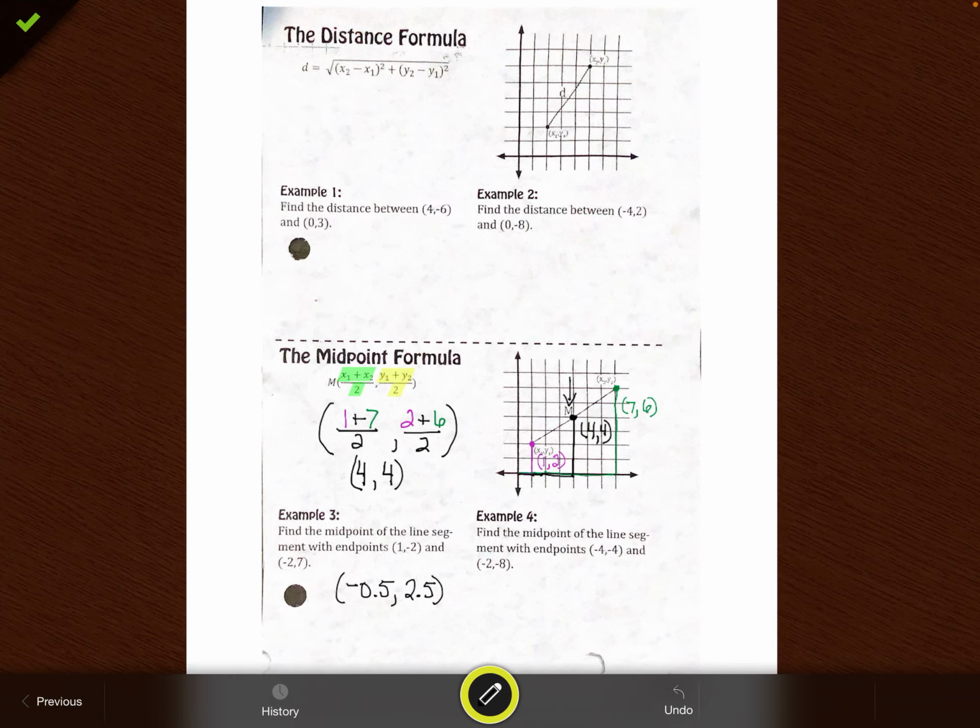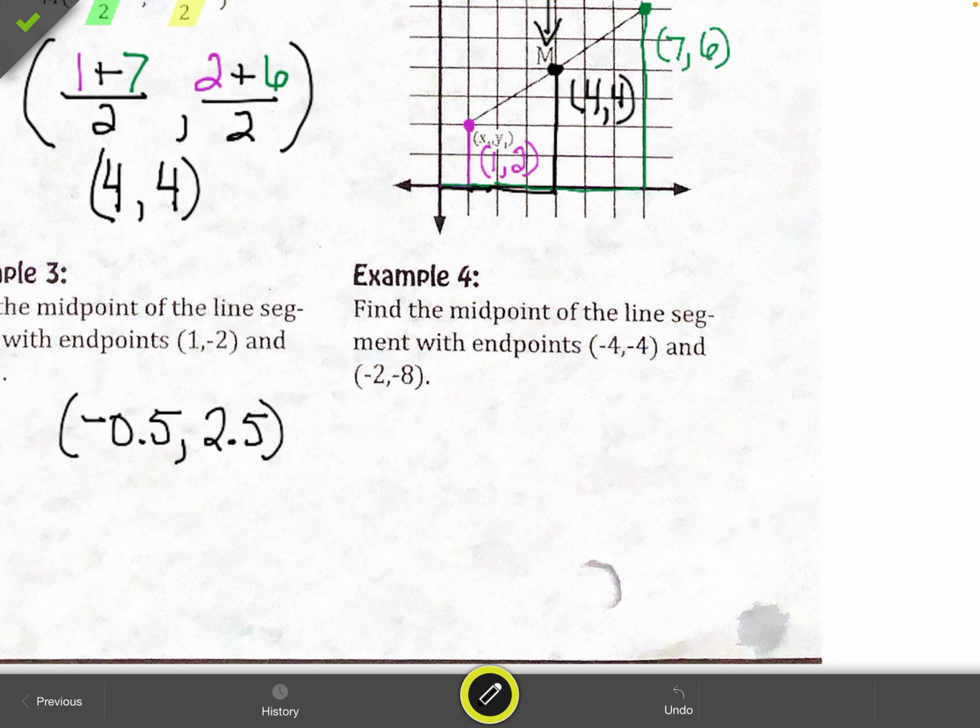Okay, so we like Desmos, especially now. This is one of the few things that Desmos will actually help you do. So the halfway point between -2, -8 and -4, -4 happens at -3, -6.